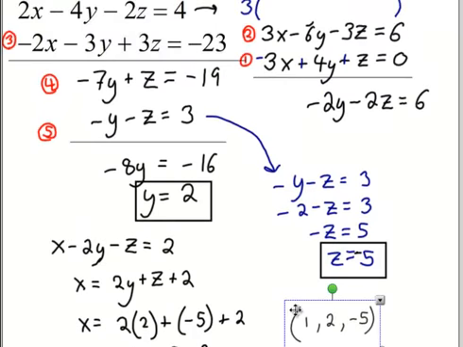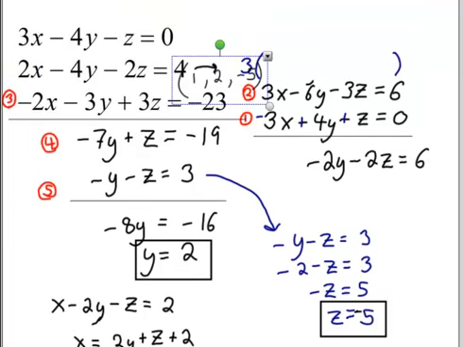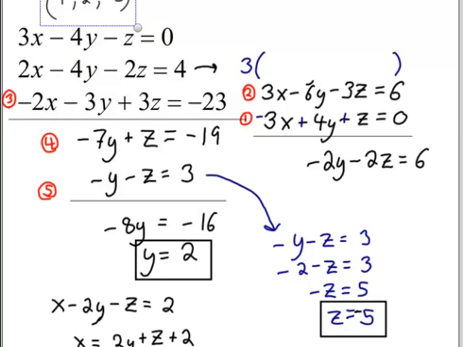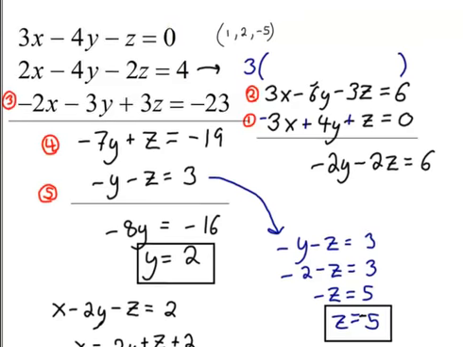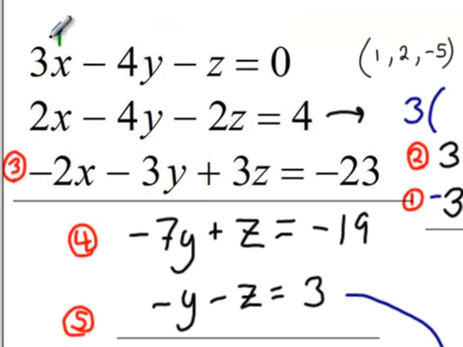So let's bring our answer all the way up to the top. And let's check this. So really quickly, we have 3 times 1 is 3. My x is 1. Minus 4 times 2, so it's 3 minus 8. Minus a -5, so that becomes a positive 5. So 3 minus 8 is -5 plus 5 is equal to 0. This one checks out. Let's try the second one.